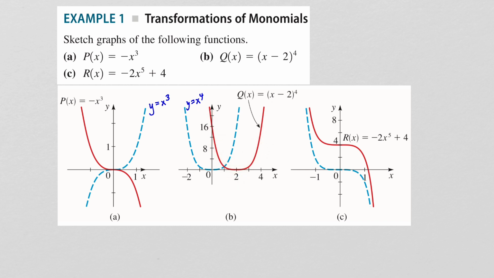And finally, negative 2x to the fifth plus 4 is going to take the graph of x to the 5th power, which looks very similar to x to the 3rd power. The negative 2 is going to reflect it over the x-axis, so that graph will look something like this. And then the positive 4 here is going to shift the graph up 4 units. And so the graph of negative 2x to the 5th plus 4 would look like this one here.